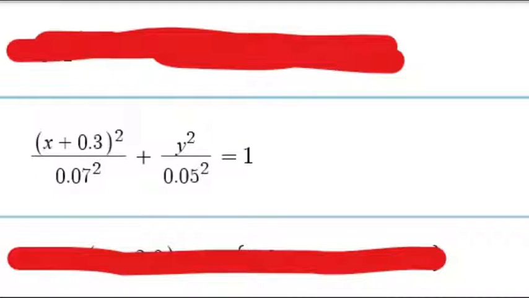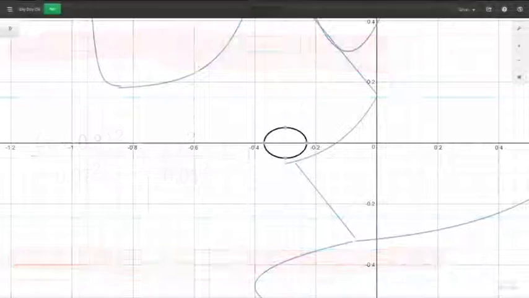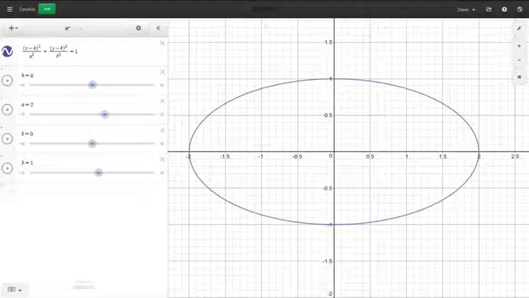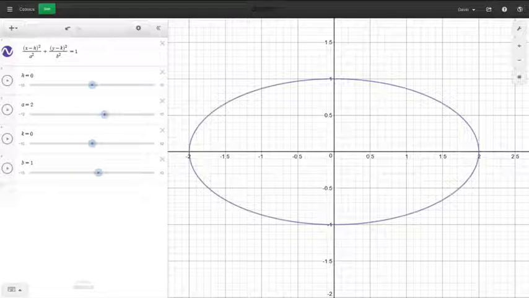So our equation, of course, for this ellipse is (x plus 0.3) all squared over 0.07 squared plus y squared over 0.05 squared equals 1. Now, all of these variables in this equation function almost identically to those in the hyperbola equation. So h and x, you don't need to hear me say those again. Of course, nothing's been done to the y value. The x is going to move -0.3. Not a big deal.